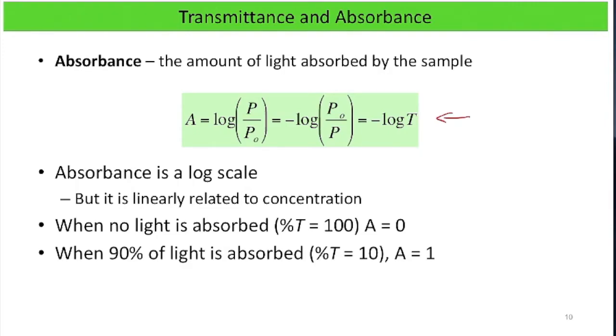So when no light is absorbed, percent T equals 100, so 100% goes through, and absorbance is going to be 0 because none of that light got absorbed. It all got through the sample. When 90% of the light is absorbed, our percent T equals 10. 10% got through, 90% was absorbed, and if 90% is absorbed, our absorbance ends up being 1.